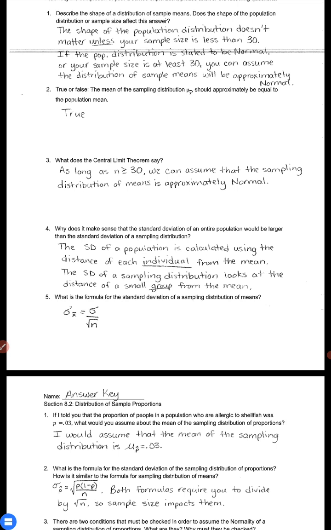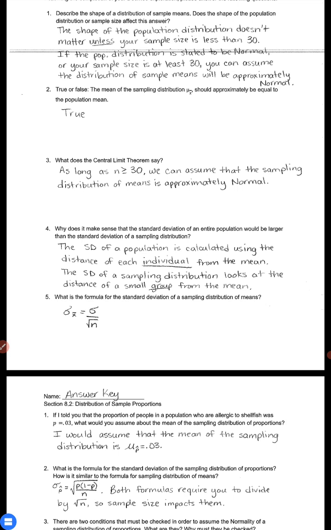If the population distribution is stated to be normal, then we can assume that no matter what our sample size is, the sampling distribution will also have that normal or bell-shaped curve when I graph it. If that's not stated, then I have to have a sample size of at least 30 in order to assume that I'm going to get that bell-shaped curve. So question 2, is it true or false that the mean of the sampling distribution should approximately be equal to the population mean? We already talked about that. Yes, that is true.